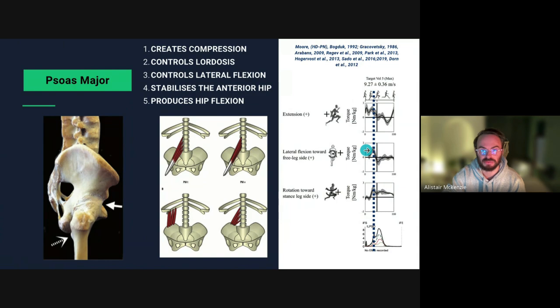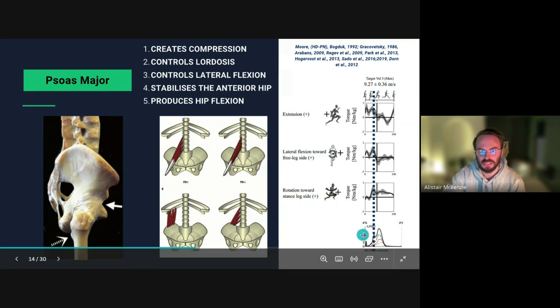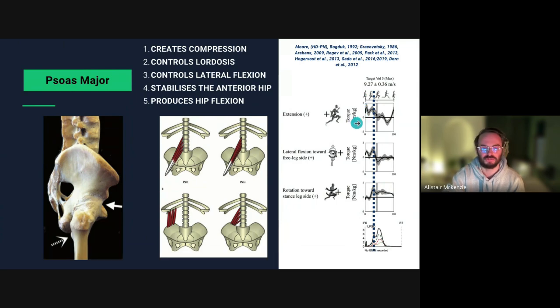It happens exactly at the same time as this second extension torque just after. It happens exactly the same time as lateral flexion away from that side occurs. And it happens again at the exact time the axial rotation towards the stance leg occurs. So this 6 times body weight of iliopsoas load is creating this pull or this compression on the spine via the hip to create movement and increase performance. And this is why we need to focus heavily on the psoas major.